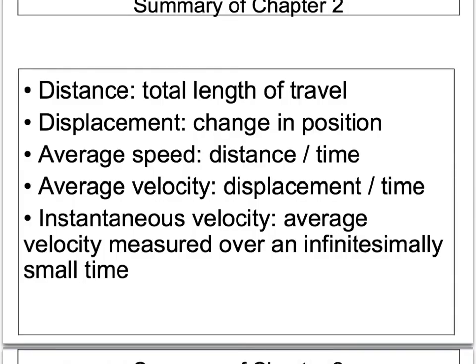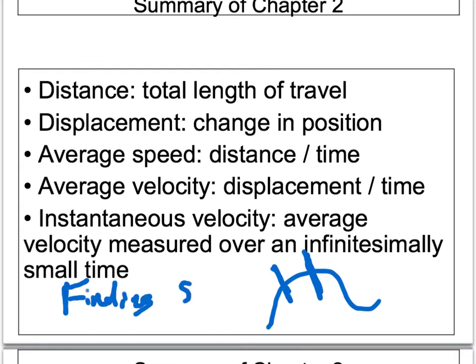All right, some important things you should have gotten out of the first half of this video. Distance is total length of travel. Displacement is change in position. Average speed is distance over time. Average velocity is displacement over time. Instantaneous velocity is average velocity measured over a very small time, which just means finding the slope of one small section of a graph. So you could even rewrite this last note: instantaneous velocity is finding the slope of one section on a graph.